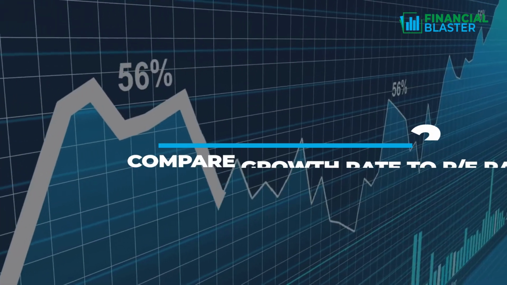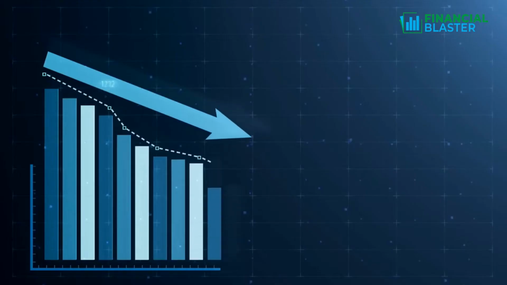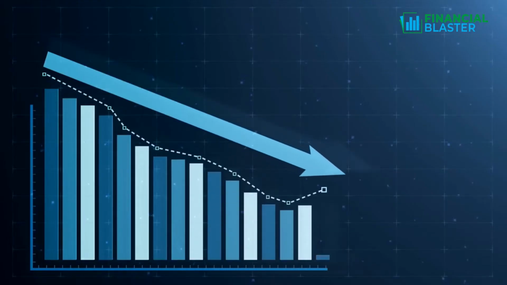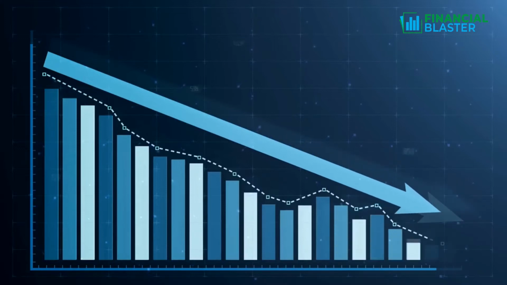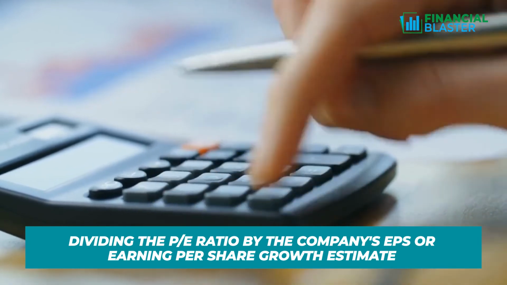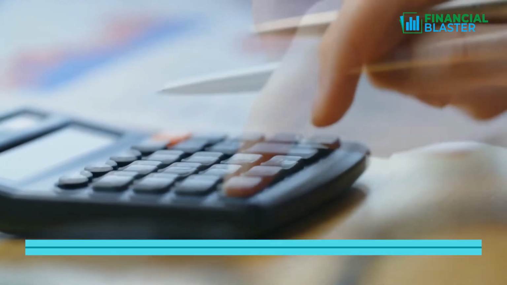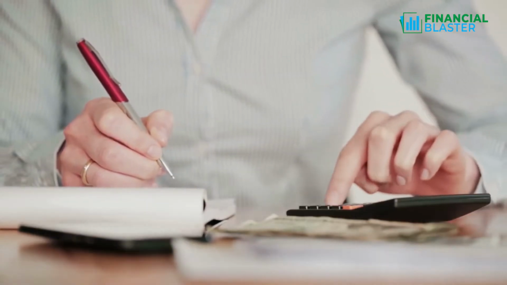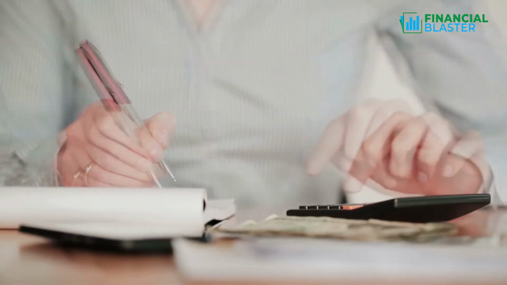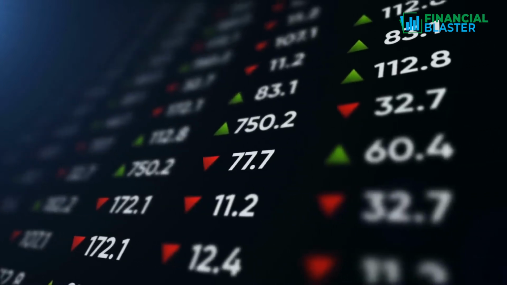Number 2. Compare growth rate to P/E ratio. Popularized by Peter Lynch, the PEG ratio expands the limits by considering the growth factor of the company's earnings. The PEG ratio is calculated by dividing the P/E ratio by the company's EPS, or earnings per share, growth estimate. A price-to-growth ratio above 1 indicates overpricing. The advantage of PEG is that it lets you compare stocks with different growth standards.